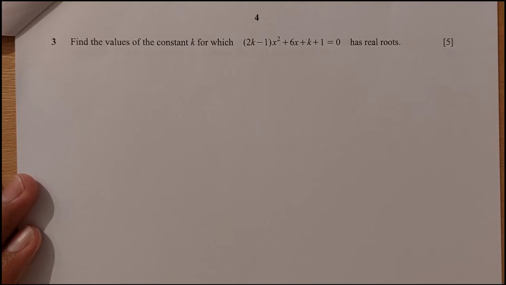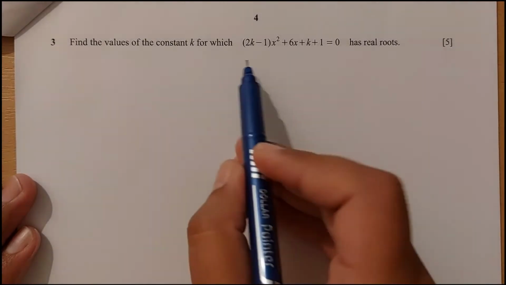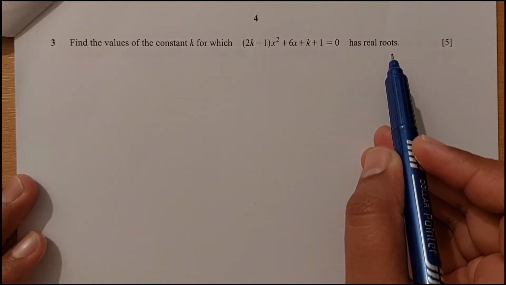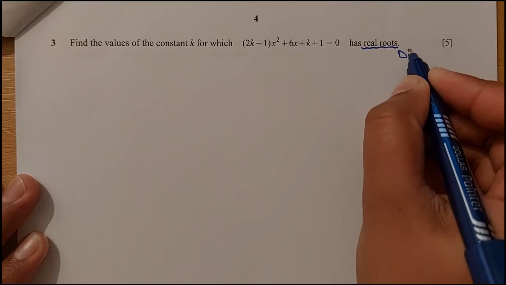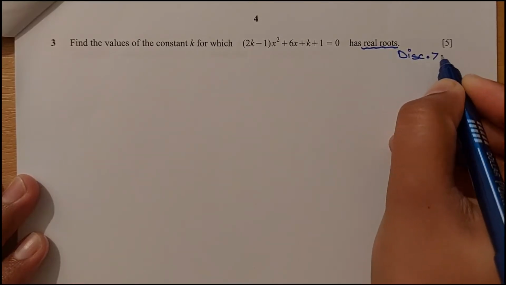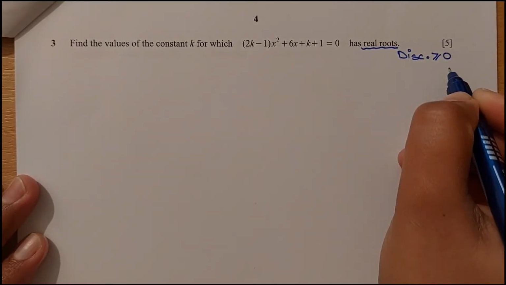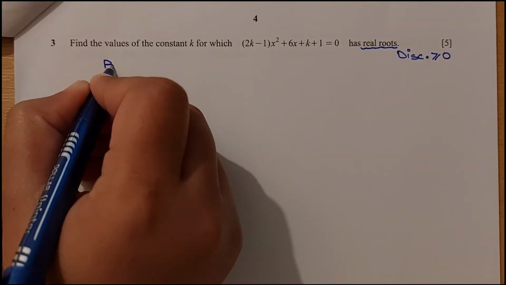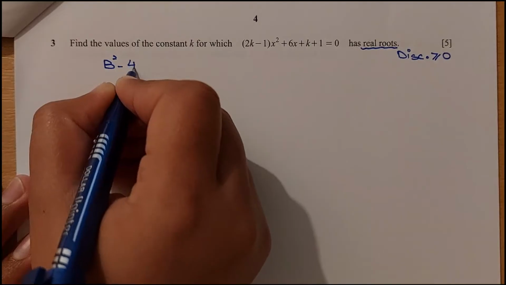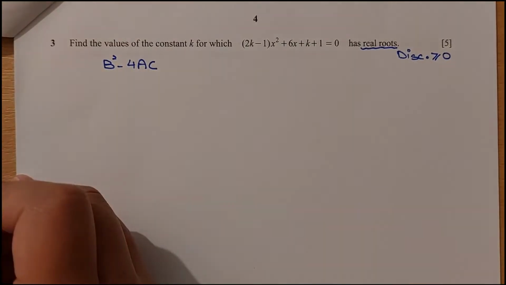Question number 3, find the values of the constant k for which this has a real root. If it has a real root, it means the discriminant is greater than or equal to 0. For real roots, it is greater than or equal to 0. So we have the discriminant b square minus 4 times a times c.